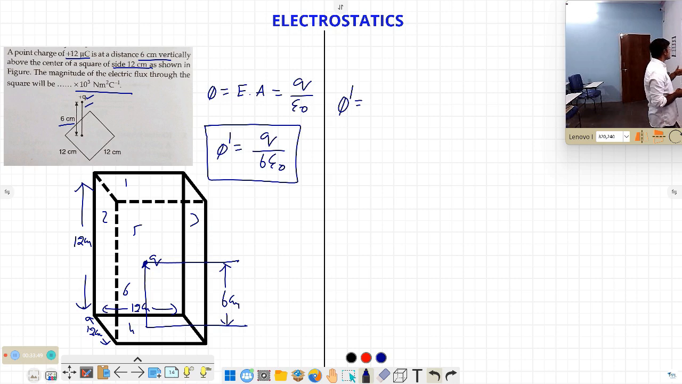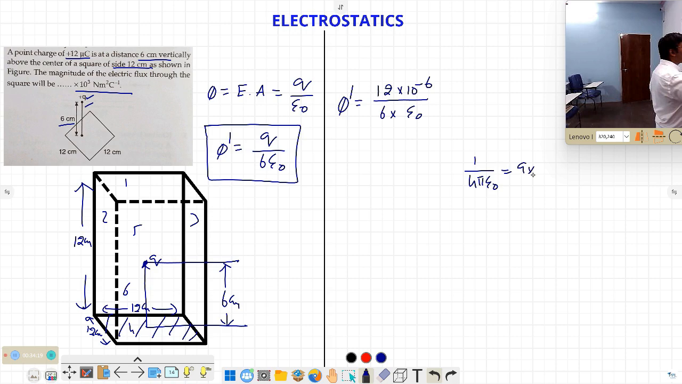They are asking to find the magnitude of flux passing through the square. This is the square, this is one of the faces of the cube. One of the faces means Q by 6 epsilon naught. What is the Q value given in the question? Very clearly 12 into 10 power minus 6 by 6 into epsilon naught. For epsilon naught, either you can substitute 8.85 into 10 power minus 12, or you know that 1 by 4 pi epsilon naught is equal to 9 into 10 power 9. From that, epsilon naught is equal to 1 by 4 pi into 9 into 10 power 9. So take the reciprocal value.